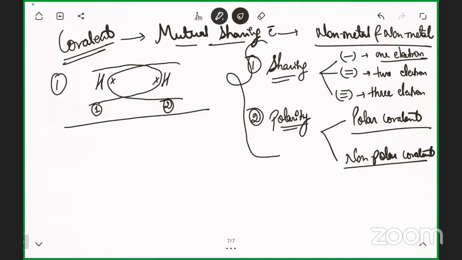So take the example of this hydrogen molecule. Which type of bonding is this? Single, double, or triple? Single, because they both share one electron, so it will be H single bond H, or you can say H2 molecule.